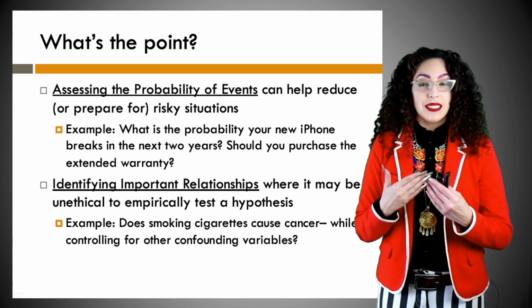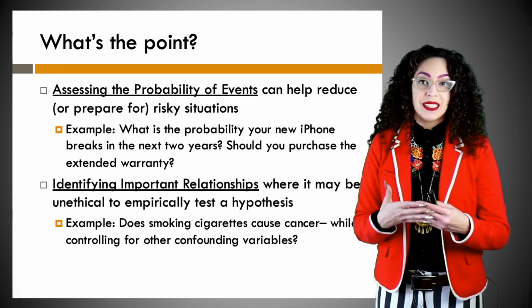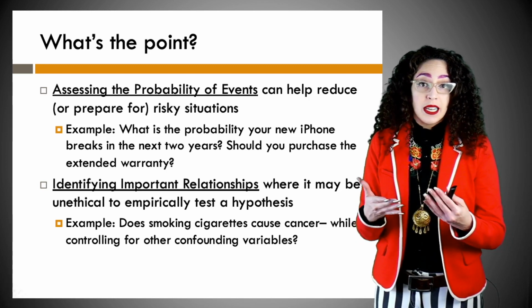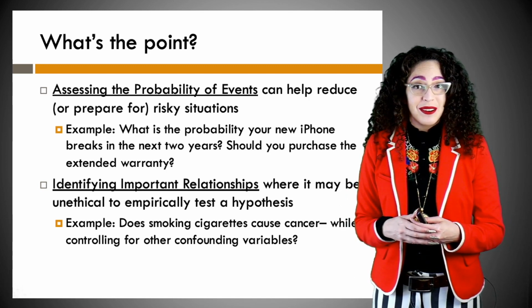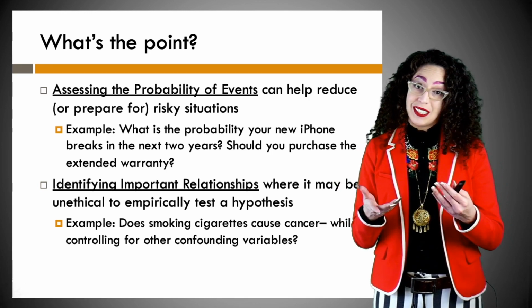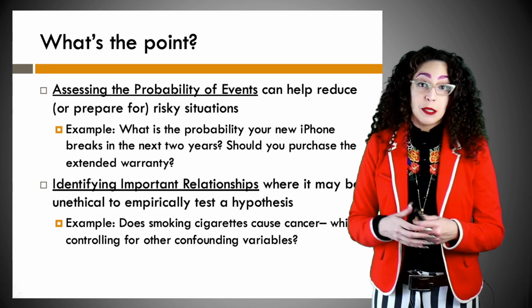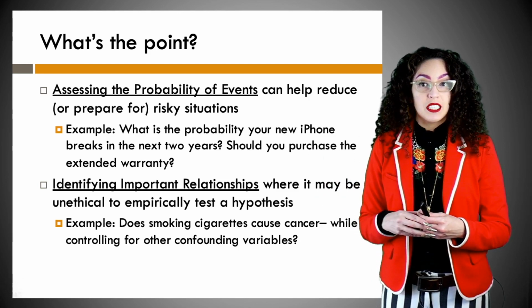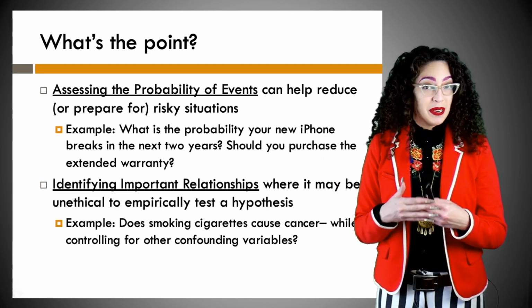We can also assess the probability of events, because that can help us reduce or prepare for risky situations. For example, what's the probability that you're going to break your new iPhone in the next 2 years? Should you purchase that extended warranty? Depends on the probability. And we can also identify important relationships where it might be unethical to test it empirically.